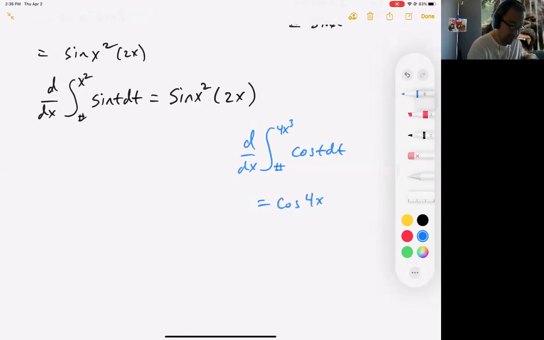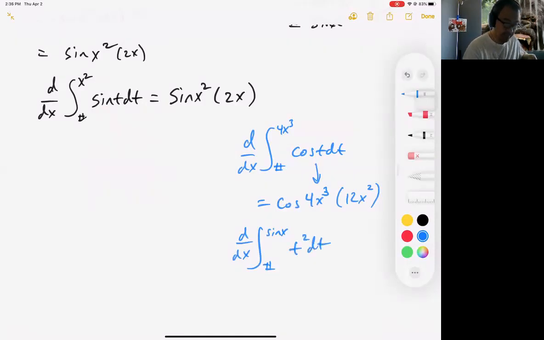Cosine 4x cubed. Right, that's what we thought it was going to be. Times 12x squared. We gave you a problem. D over dx integral of sine of x, no, sorry, I will say x, t squared dt. Can you make a guess? Where does the sine go? This answer is sine squared x cosine x.